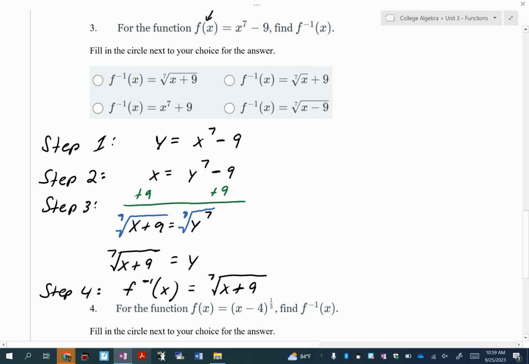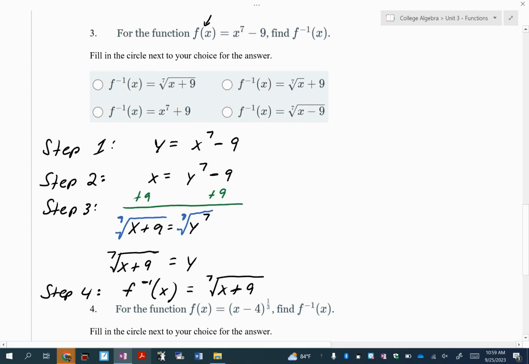So if you look at your choices, you're looking for, this one has subtraction, so it's not that one. All the other ones have addition. This one doesn't have the 7th root, and this one, you'll notice the radical symbol needs to go farther over the 9, so the answer is going to be this first one.